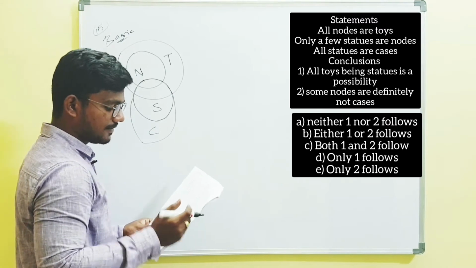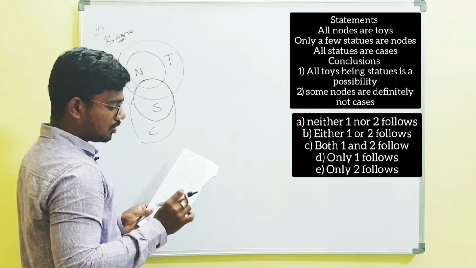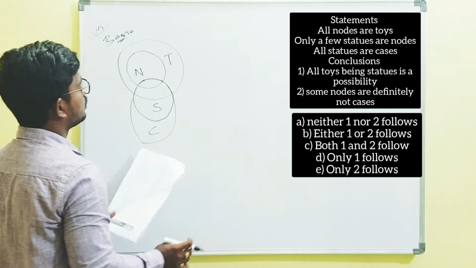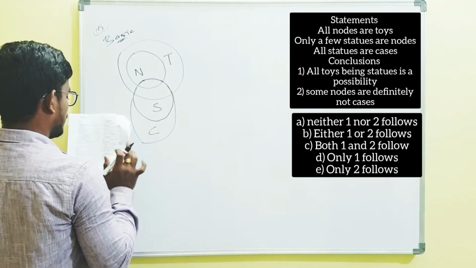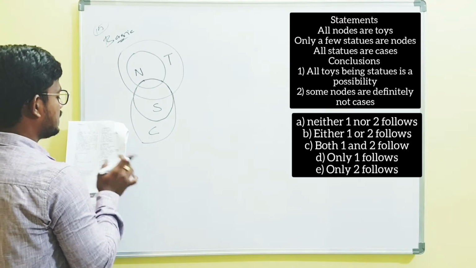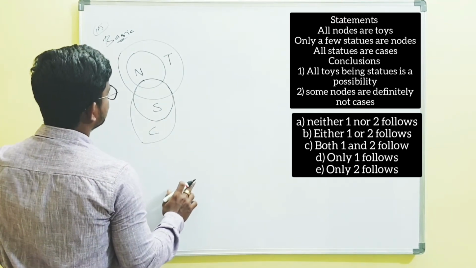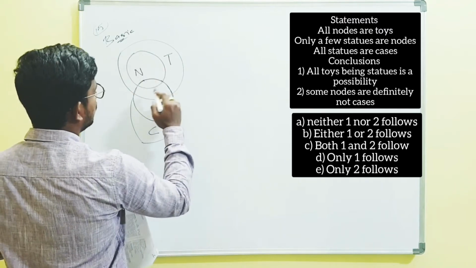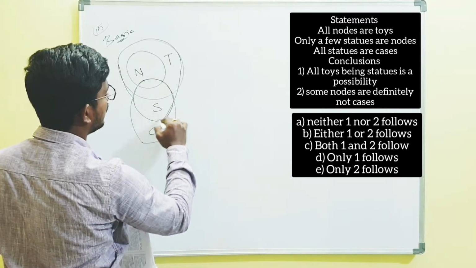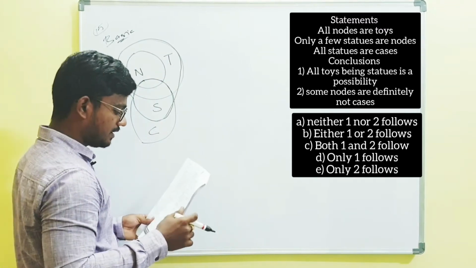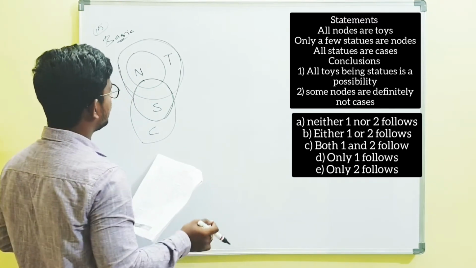Depending on conclusions, I may take alternative diagrams. All toys being statues is a possibility. Here this is my basic diagram. Here conclusion is given that all toys being statues is a possibility. So here it is a possibility. If I take statues part as this entire region as statues, then my conclusion will be verified. And second conclusion is some notes are definitely not cases.